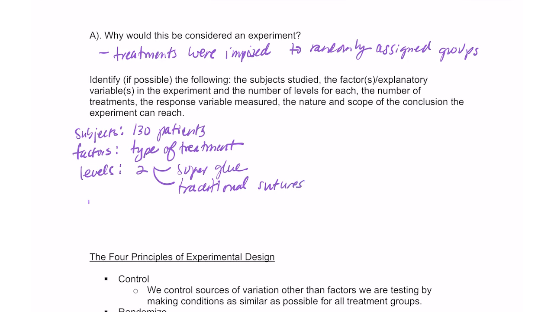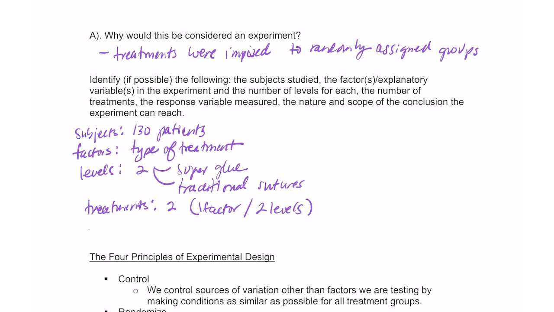So when we talk about treatments then, treatments is just factors times levels, right? So here we've got 2 because we have one factor and 2 levels. The factor is just the type of treatment, and the levels are either they're getting the superglue or the traditional sutures.